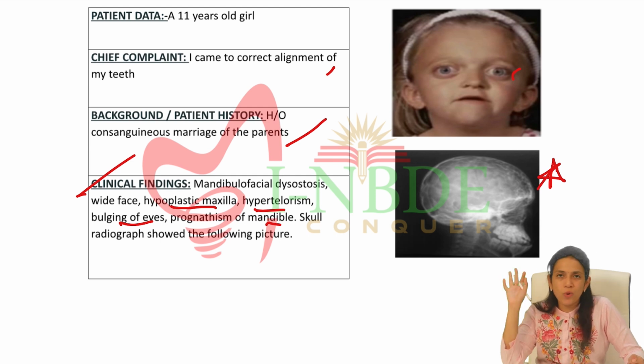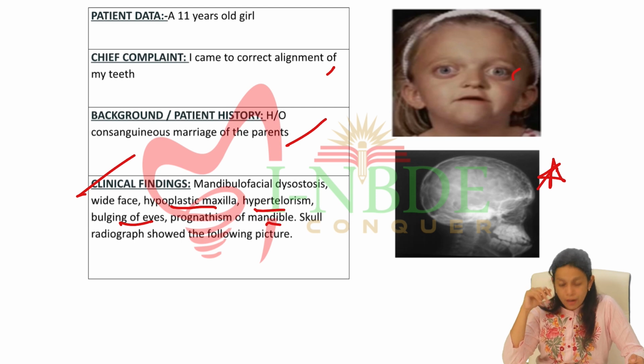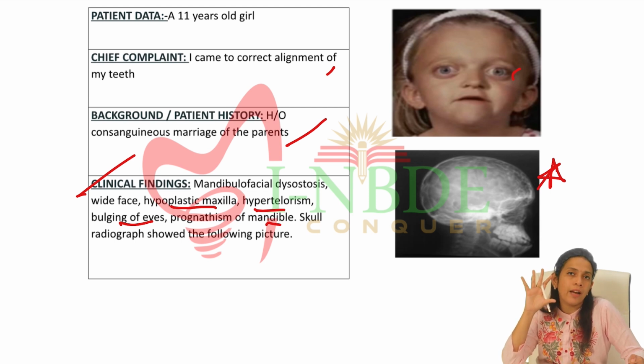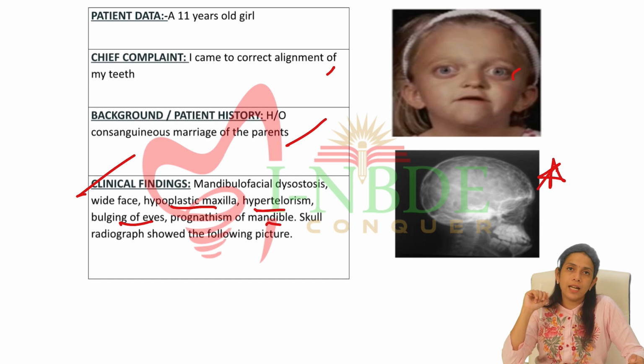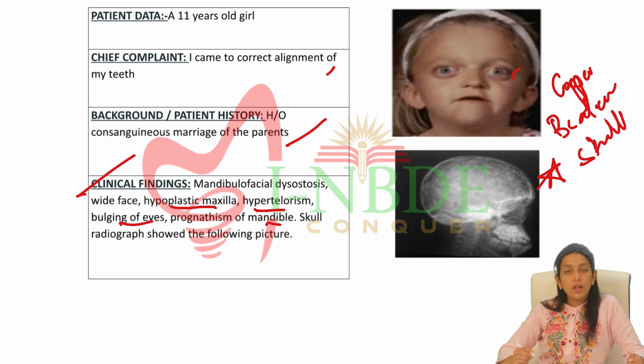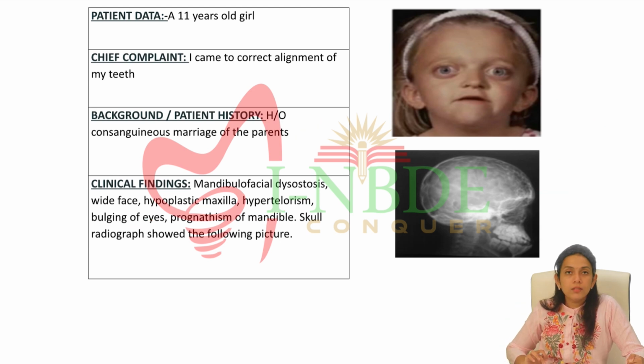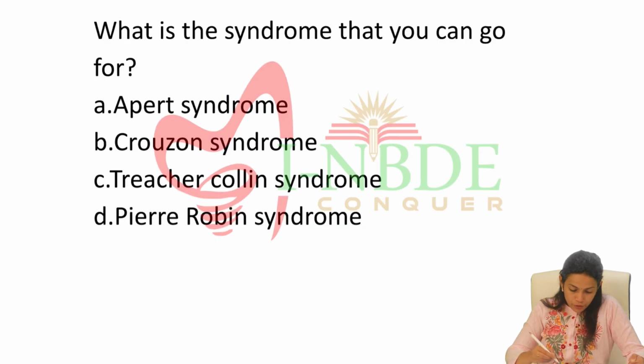Obviously, it's a syndrome that we know. All the syndromic features are there, right? But the radiograph is showing some very good characteristic feature here. So what is that now? It is nothing but a copper beaten skull, or a hammer beaten or a metal beaten skull. Okay, so this is a syndrome where you see the copper beaten skull. Let's see the options now.